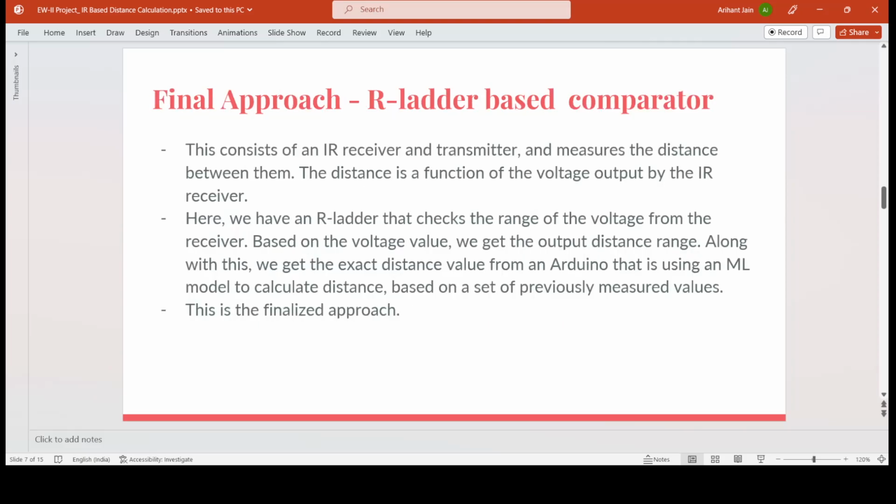So our final approach was to use an R-2R ladder based comparator array. In this approach, we'll similarly send the signal through the IR transmitter and receive it through the receiver. And once we receive the signal at the receiver, we'll amplify the voltage and pass that amplified voltage to a comparator array. The comparator array will give us a glow of LEDs based on the voltage levels, and using calculated voltage levels, we can find out the distance at which the object lies.